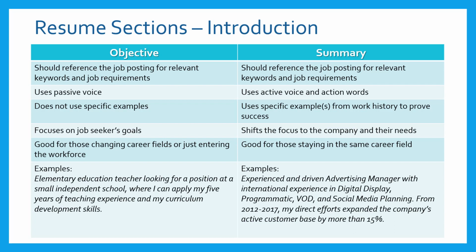So here are some examples. The objective statement: elementary education teacher looking for a position at a small independent school where I can apply my 5 years of teaching experience, my curriculum development skills, what that person's looking for. Now, summary statement: experienced and driven advertising manager with international experience in digital display, programmatic, VOD, and social media planning. From 2012 to 2017, my direct efforts expanded the company's active customer base by more than 15%. You can see the difference. It's very, very specific to examples from the past, and it was not as specific with the objective statement.